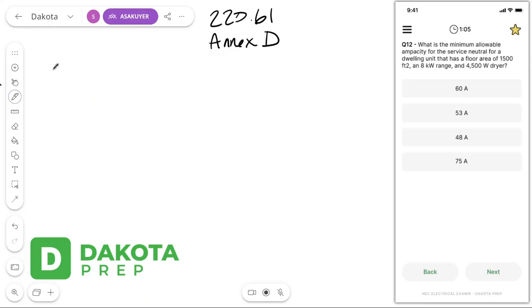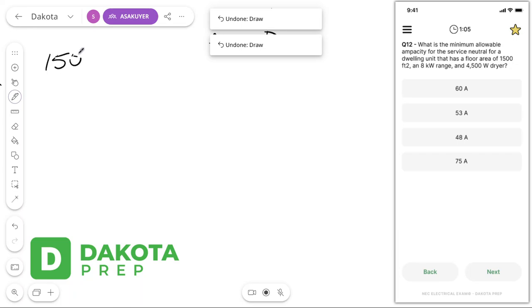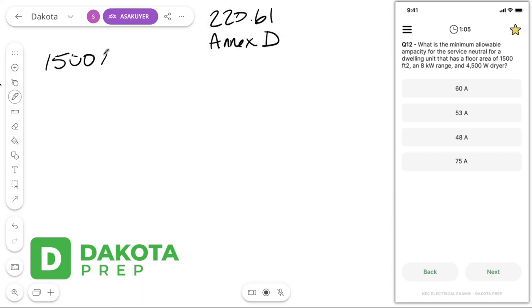So first things first, let's go ahead and find our general lighting load, right? Our general lighting load. I'm jumping the gun. Do you see what I just did there? I went ahead and multiplied it. So we got a 1,500 square foot dwelling unit times 3 volt amps per square foot gives us 4,500 volt amps, right?